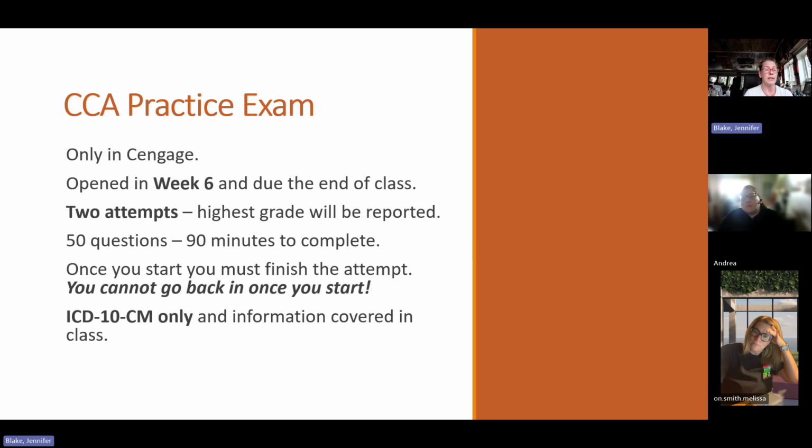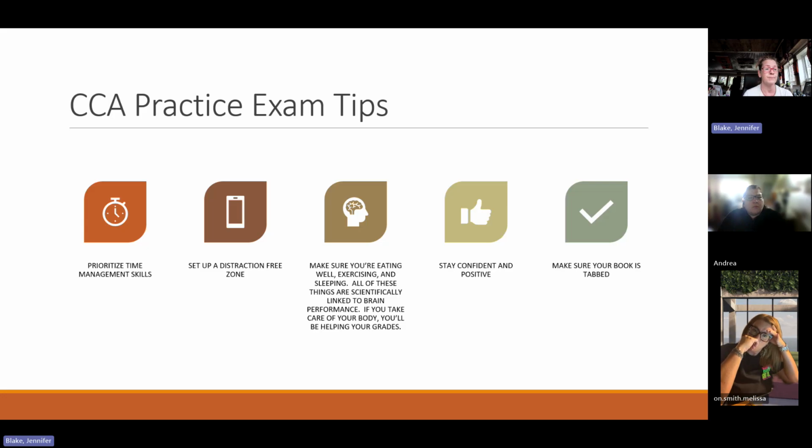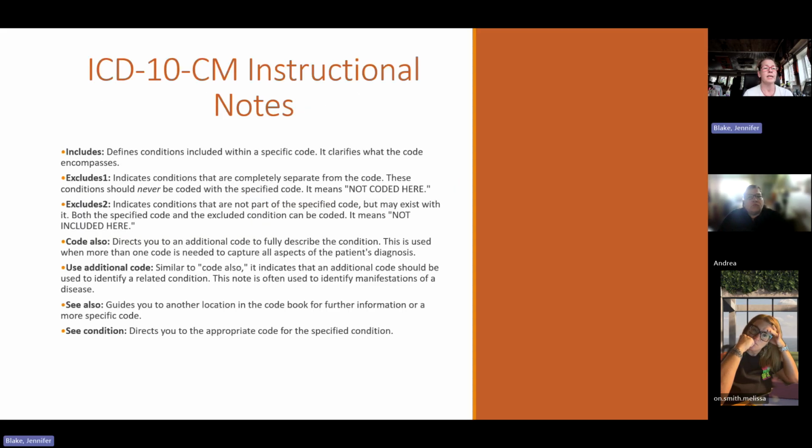So make sure you study for that. Again, open book, ICD-10 only, so only diagnoses, only information covered in your lectures and class. That's all that's going to be on this. And I will put a little study guide out there too this week. So you want to prioritize your time management skills, set up a quiet zone, make sure you're getting your sleep and eating well. Don't stress about this, please. Stay confident and positive and make sure your book is tabbed. If your book isn't tabbed, it's going to take you a lot longer flipping through. So tab your book.